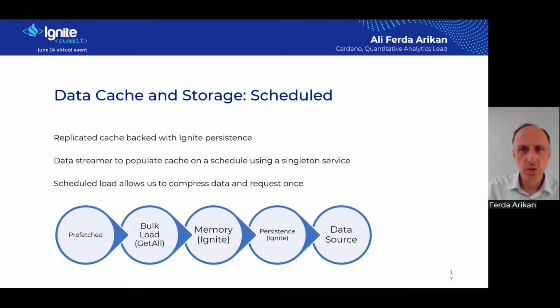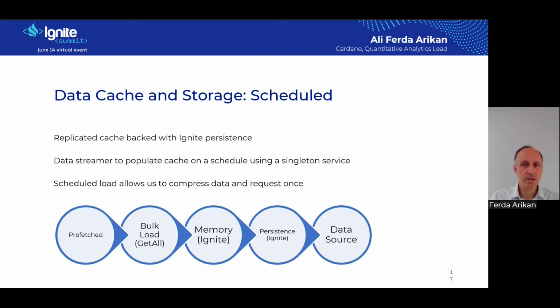Below you can see our data retrieval logic, which is used everywhere in the application. Some of the steps are performed by the developers. Some of the steps are built-in Ignite functionality. Putting it all together gives us this nice filter mechanism, which allows us to only go to the data source for the missing data points. So we first check if the data is prefetched.